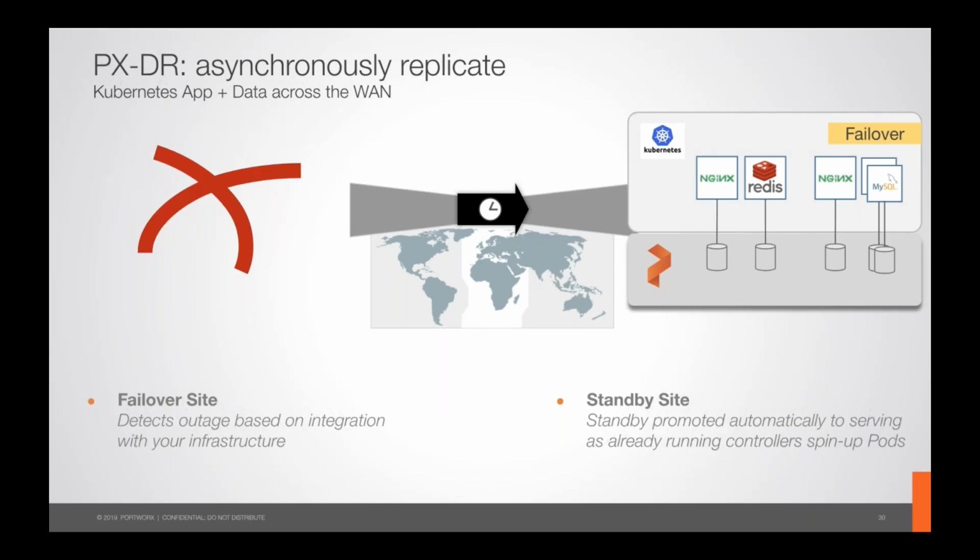Again, in this case, when data center one goes down, the failure is detected based on the integration, the same way we did for the synchronous case. And the standby clusters are promoted automatically to serving and are already running the pods, which can be spun up, and the applications can be served with data already available there.